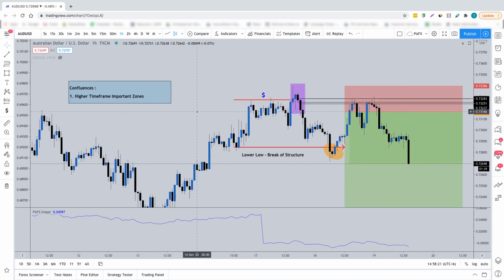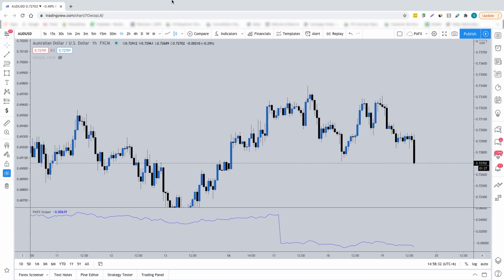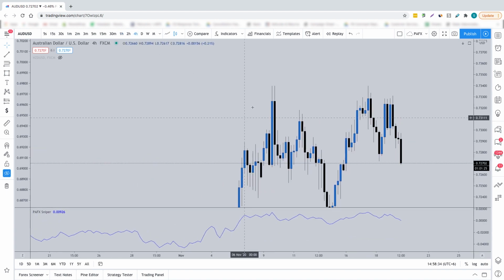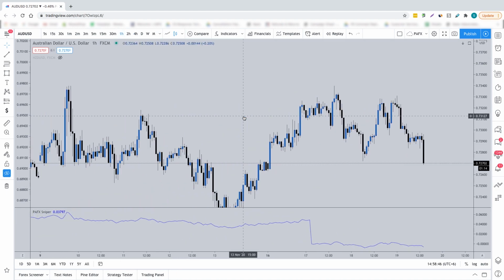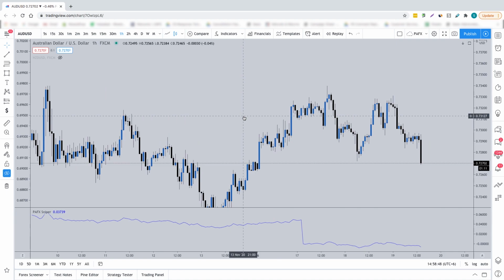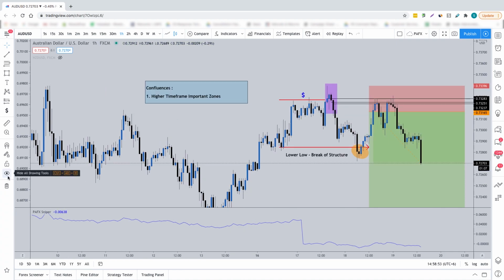So the number one confluence for this particular trade was that the higher time frame was important, because price was in a high time frame important zone. If we go on to the 4-hour time frame, we can see that price was in a very important supply demand zone, and we were expecting some kind of reaction from this area. So this is one of the confluences, and we were obviously looking for a selling opportunity, provided that we had enough confluences to support our bias. So moving on to the next confluence.